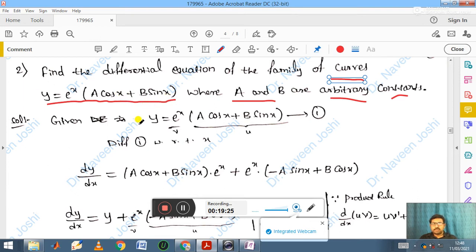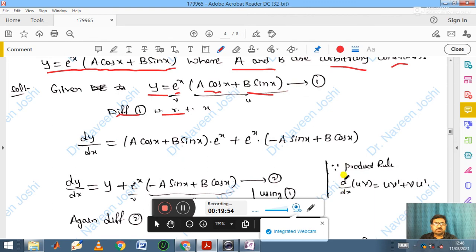So let us solve this. Take the given general solution as equation 1. Then go for differentiation, differentiating with respect to x. Here it consists of two terms: e power x is one term, and a cos x plus b sin x we treat as another term. Here you go with the product rule of differentiation. The product rule is d by dx of uv gives u v dash plus v into u dash.